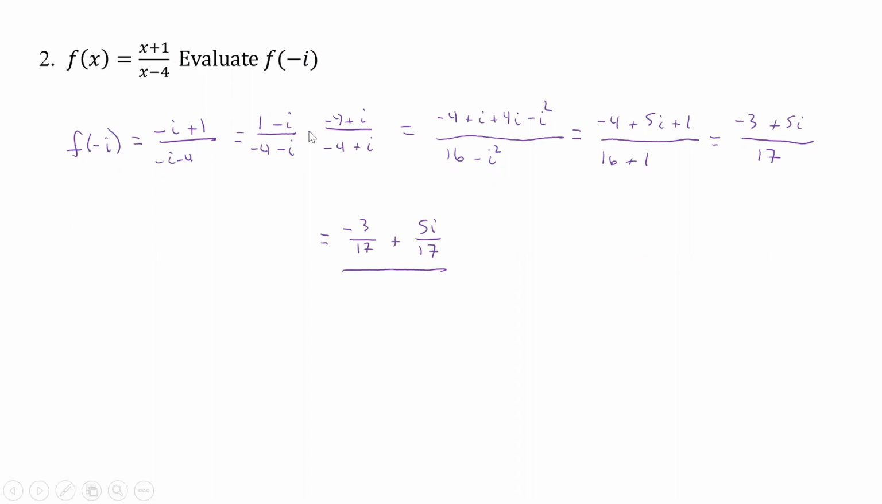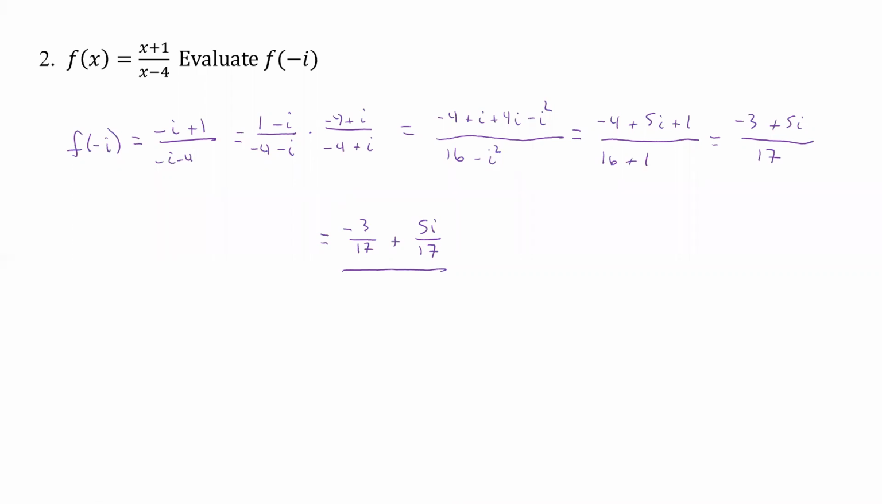So again, nothing really hard. The key with the fractions, we always want to get rid of the i in the denominator, so we need to multiply by the conjugate. And when we do that, all the i's disappear because it usually ends up having an i squared. Then that becomes -1, and so then it simplifies down to a nice a plus bi.